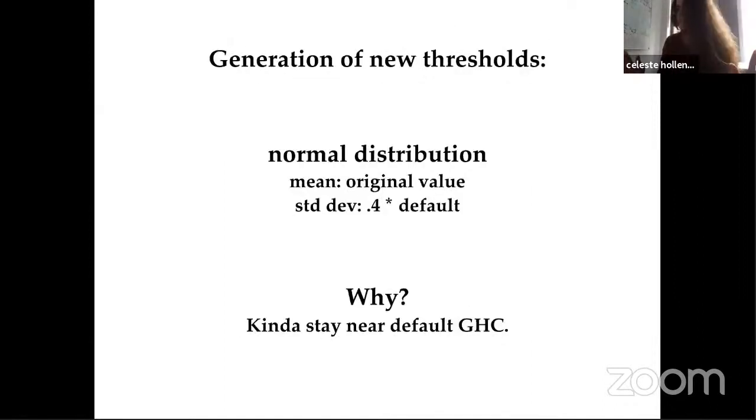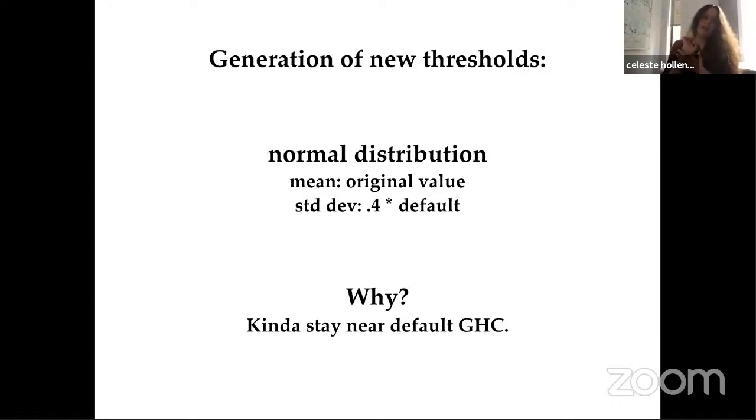Okay, the generation of the new thresholds came from a normal distribution. The mean was the original value of the threshold. The standard deviation was about 40% of that default value. Okay, why?